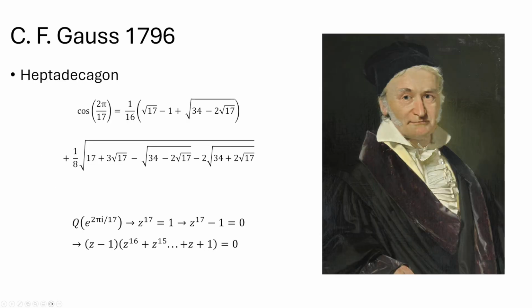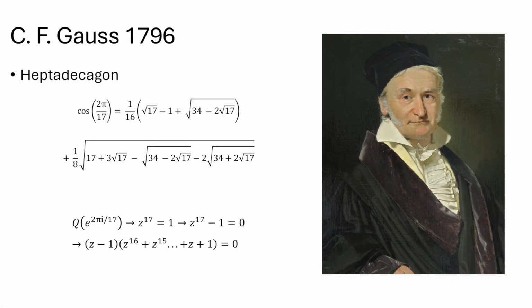Now that's pretty cool, but it gets cooler, in my opinion. We have to talk about Gauss. Maybe you know him. Important guy. And he's 19 years old. He's thinking about the heptadecagon, as in 17 sides. And it hits him that cosine of 2 pi over 17 is equal to this. I have no clue how he ended up with this, but since you can see everything here is under square roots, that means that it's constructible.